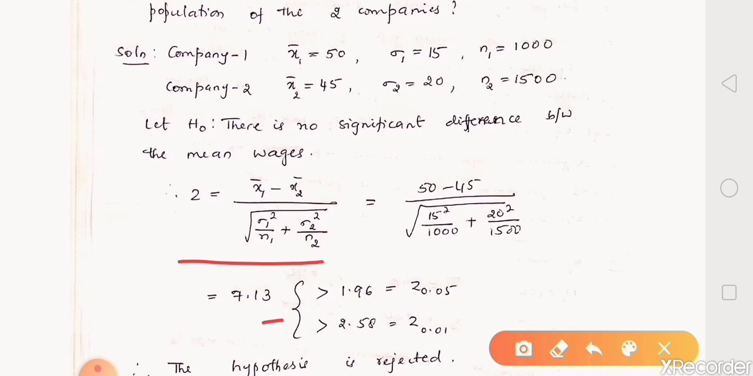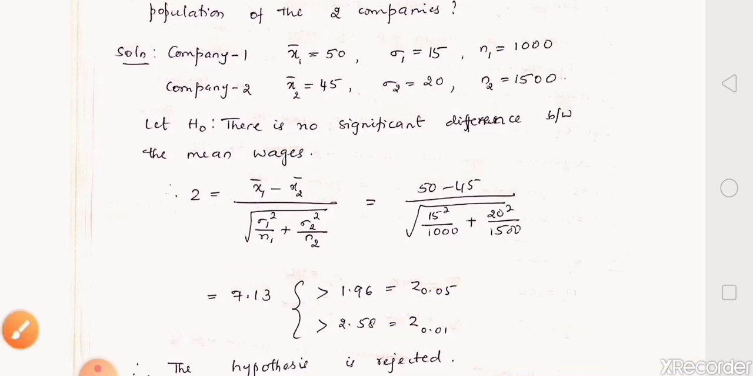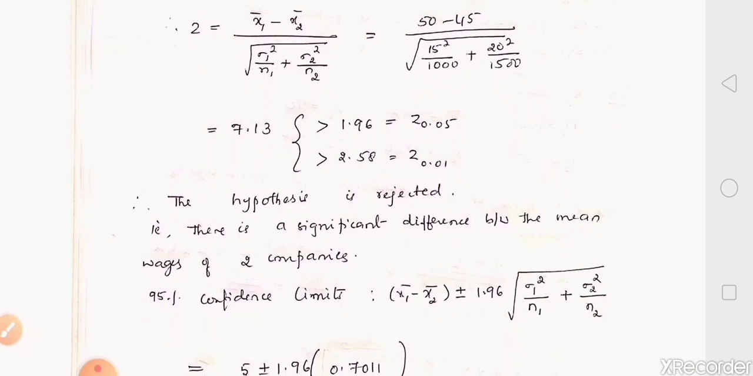Note that this value of Z is greater than the critical values at both 5% level and 1% level. Hence, the hypothesis is rejected, which means there is a significant difference between the mean wages of two companies. Now we have to establish 95% and 99% confidence limits.